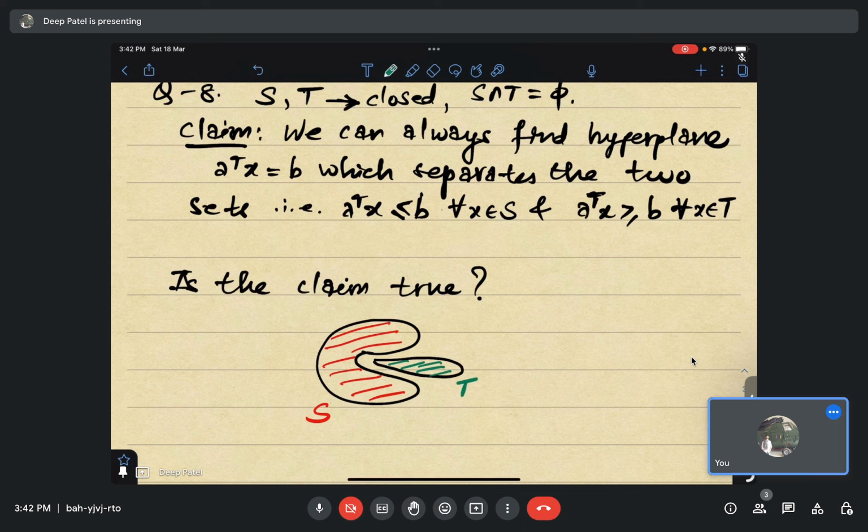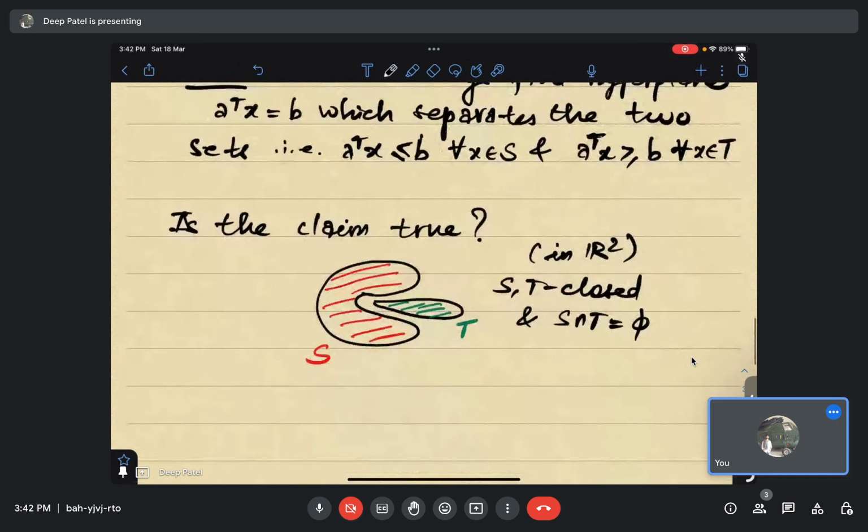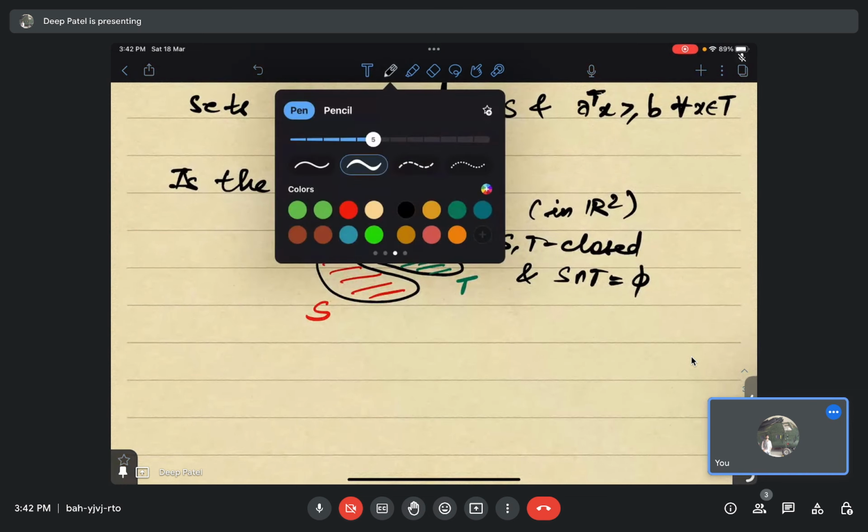Right, so here, like you said, S and T are closed in R2, and S and T are disjoint. Obviously this is not true.